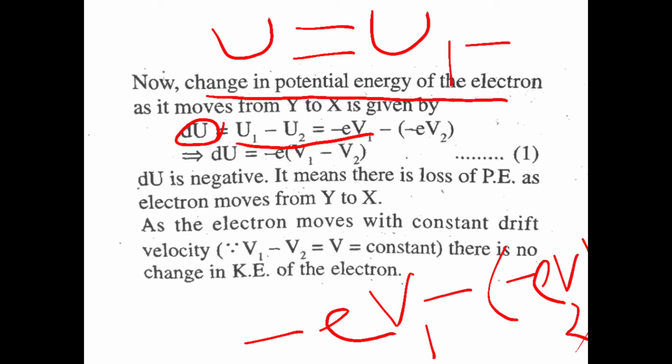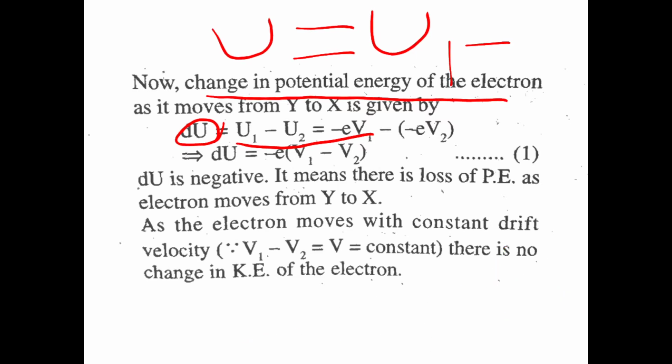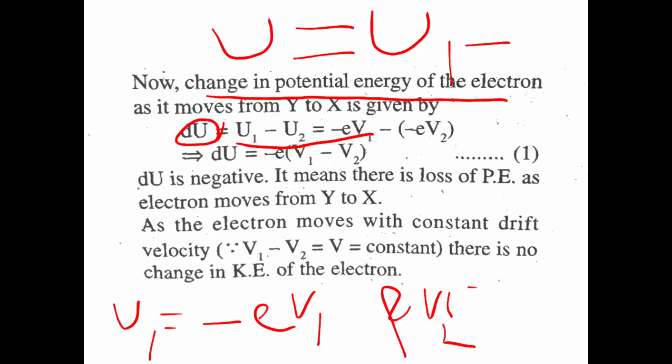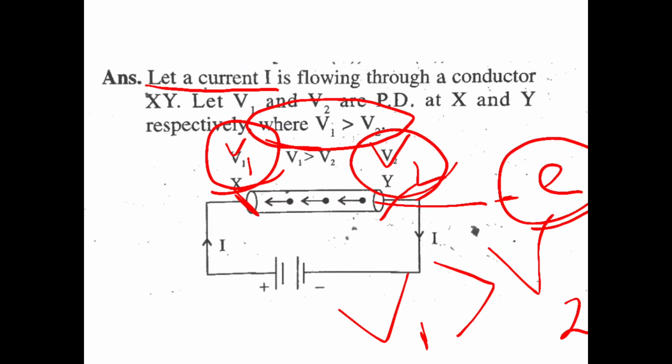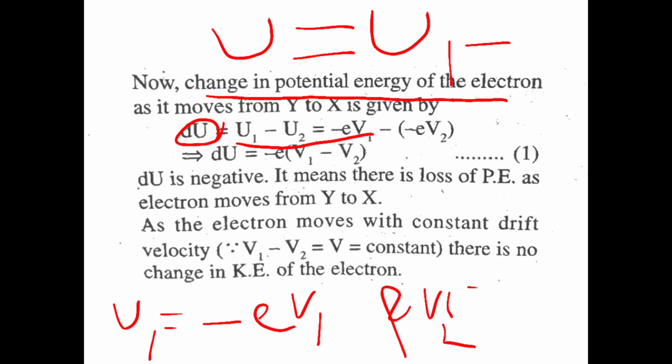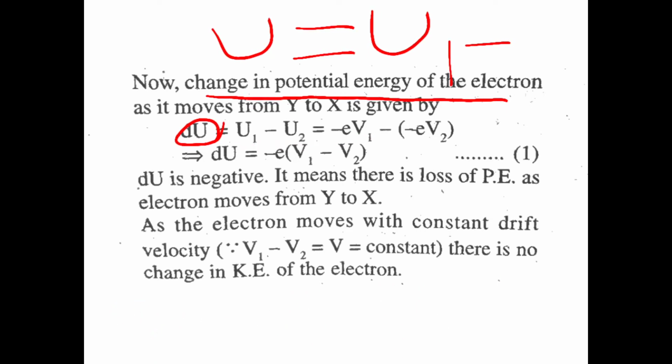I hope you are getting this. Here the potential energy U1 is equal to minus e V1 and U2 is equal to minus e V2. Taking minus e common, we get dU is equal to minus e times (V1 minus V2). This is equation 1.